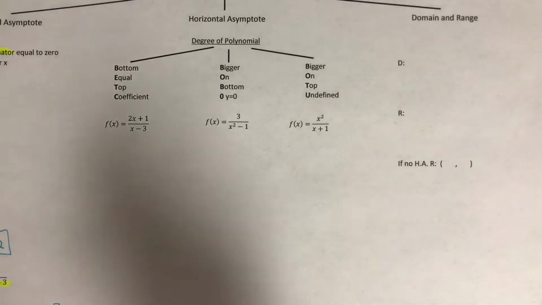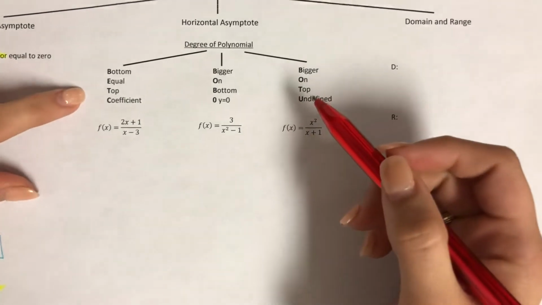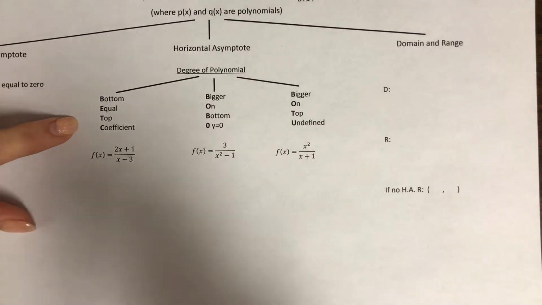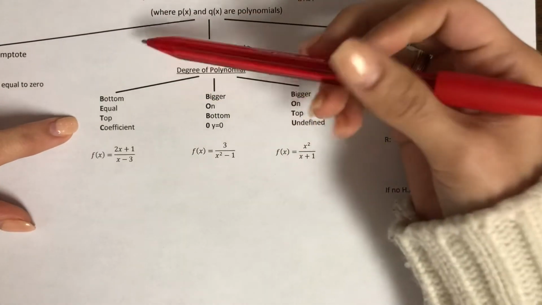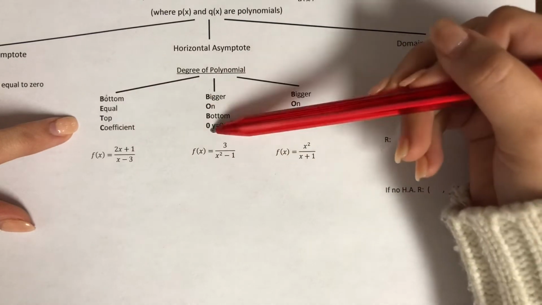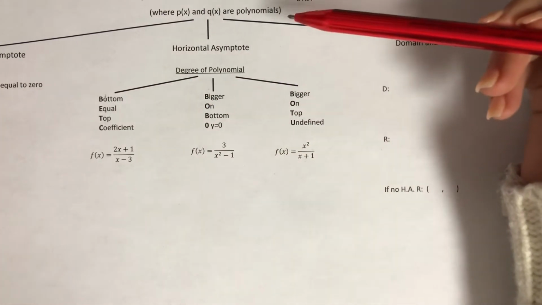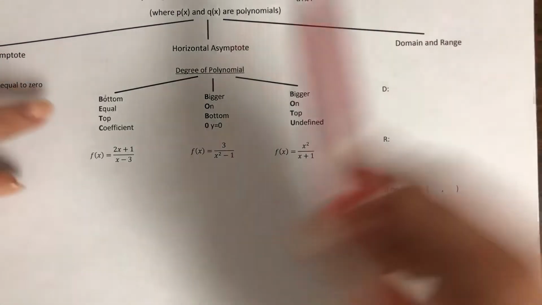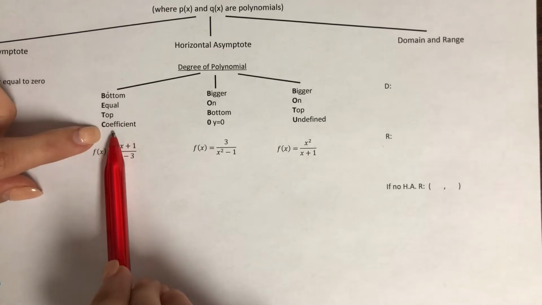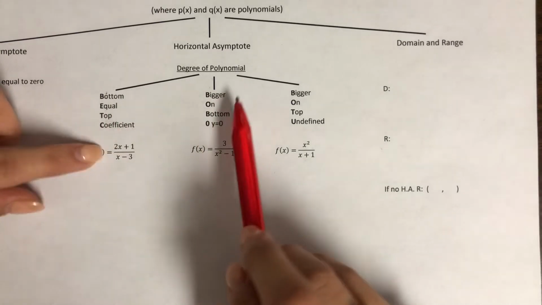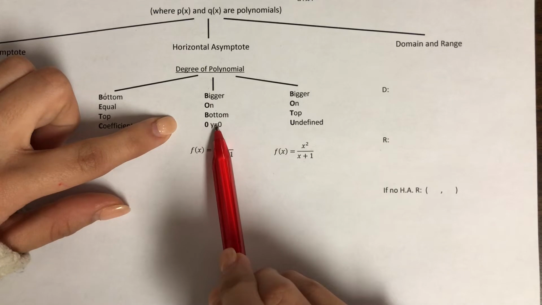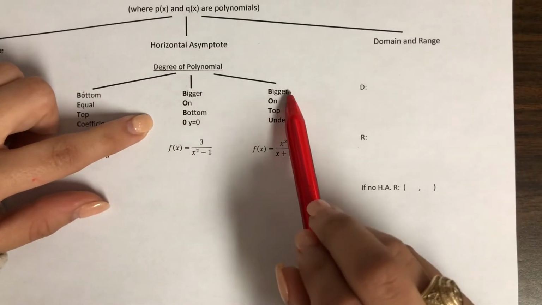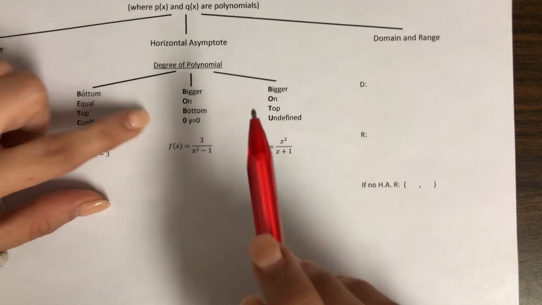So let's go over a little cool rule that we can use so we can really quickly find out what our horizontal asymptote is. There are three: Betsy, Bobo, and Bo2. These are going to be your three new best friends, so get to know them really well. Betsy means bottom equals top; it's going to be the coefficient. Bobo: bigger on bottom is going to be a 0. And Bo2 is bigger on top is undefined.